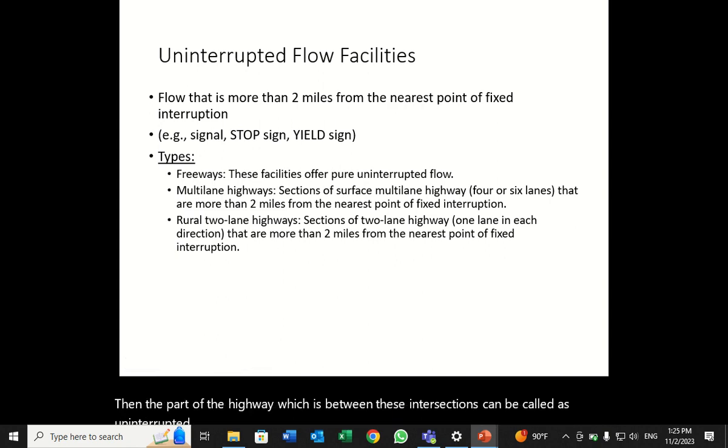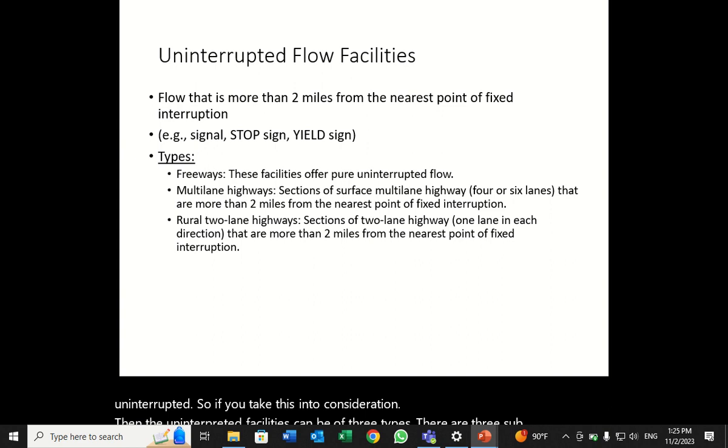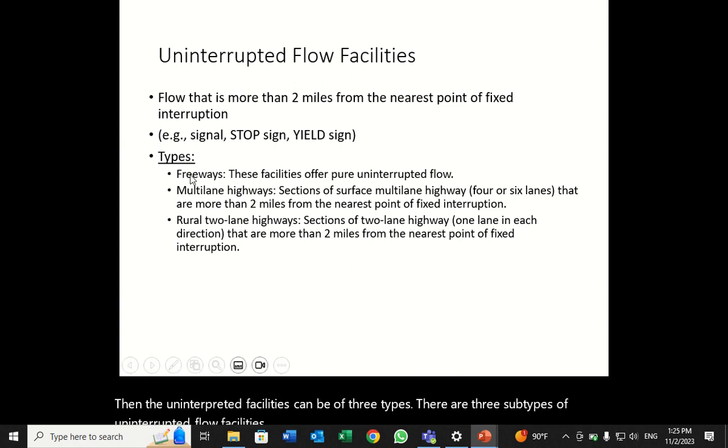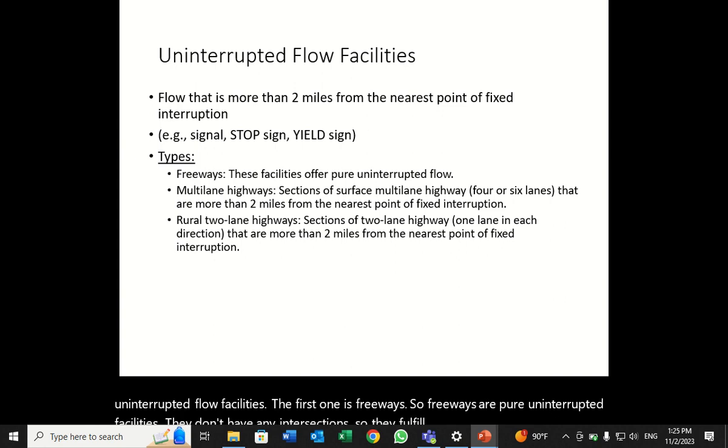So if you take this into consideration, then the uninterrupted flow facilities can be of three types. There are three subtypes of uninterrupted flow facilities. The first one is freeways. Freeways are pure uninterrupted facilities. They don't have any intersections, so they fulfill the actual definition of uninterrupted flow facilities.